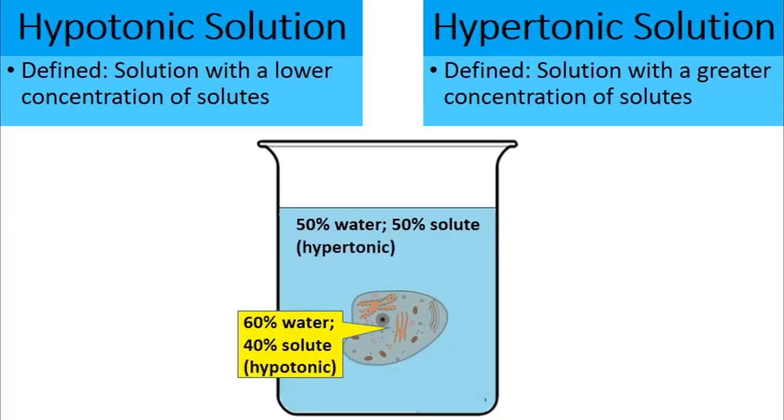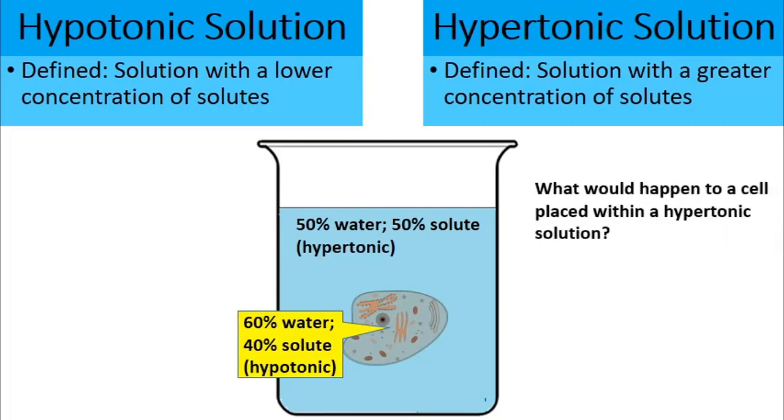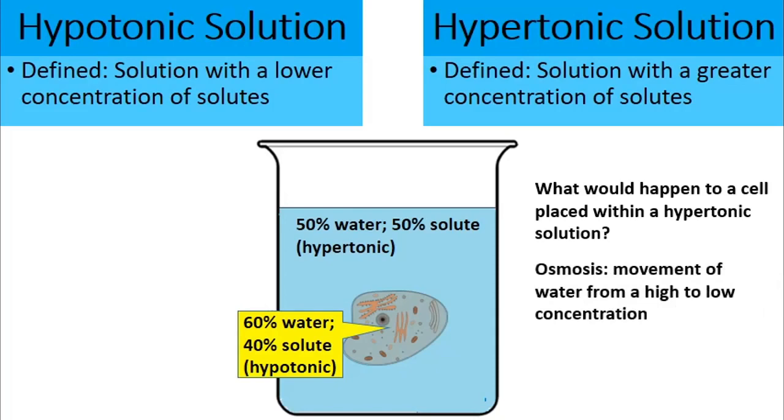So now that I've labeled the solution in the beaker as hypertonic in this example, what would happen to a cell placed in a hypertonic solution? Again, we remind ourselves of the definition of osmosis, the diffusion of water from a high to low concentration. Where is the higher water concentration? Look at the picture. I see that 60% is a higher percentage than 50%. So water would diffuse out of this cell. It could start to shrivel and lose some of its water mass as a result.